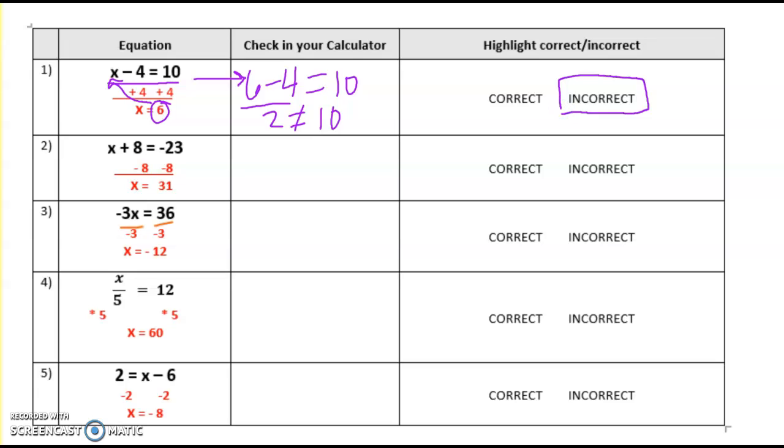Now you can highlight, you can circle, you can bold it. If you're doing it on the computer, just as long as you can indicate whether it's correct or incorrect, I'm completely okay with it. So for the first half of your assignment, the first 5 problems, that's what you're doing. You're rewriting the equation with the answer plugged in for the variable, solving through and telling me whether it makes a true statement or not a true statement, and then correct or incorrect here at the bottom or on the side.